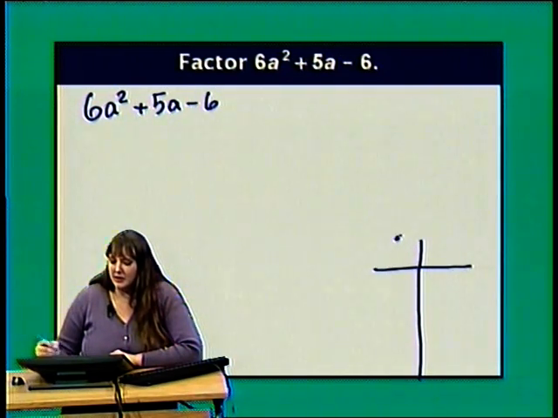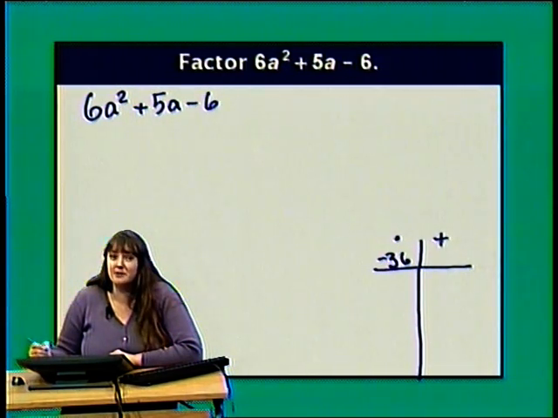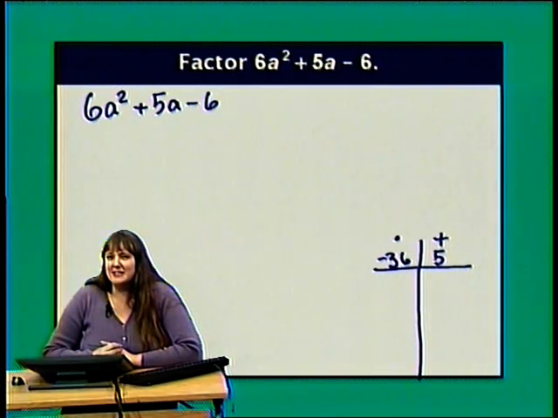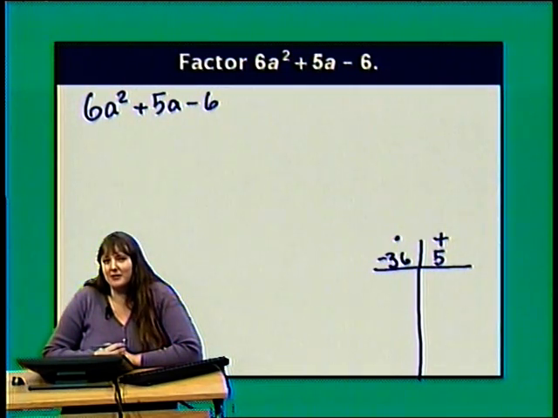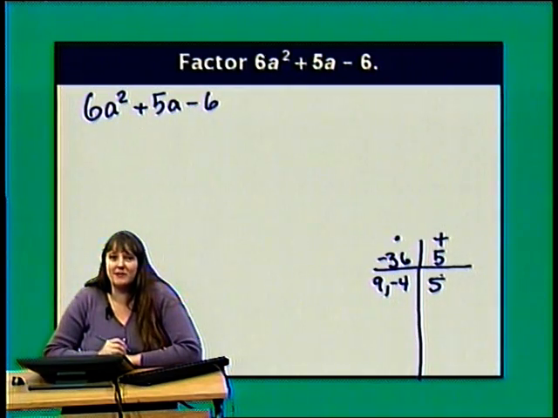So I want my product to be 6 times negative 6, that's negative 36, and I want my sum to be the coefficient of a, which is positive 5. So let's think. Can I think quickly of two numbers that I could multiply together to get negative 36 and add together to get 5? Well, thinking about my multiplication tables, 9 times 4 is 36, and if I make 9 positive and 4 negative, indeed, that adds to 5.